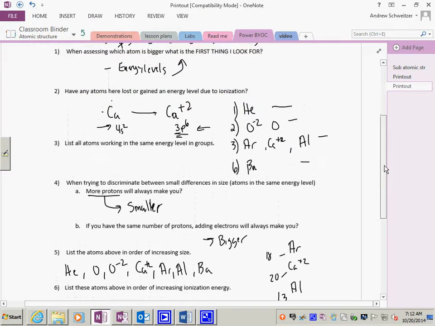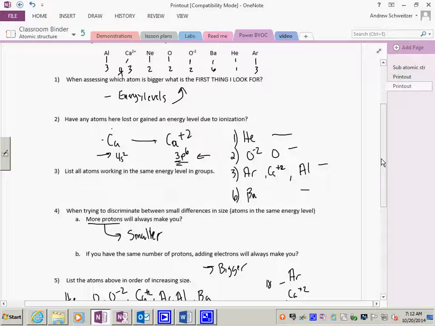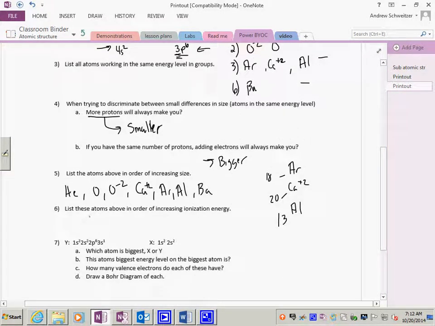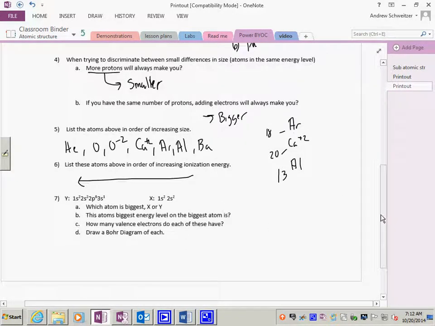Did I miss any? I don't believe so. Let's see here. List atoms by increasing ionization energy. That's just going to be the opposite. It flips from that of size.